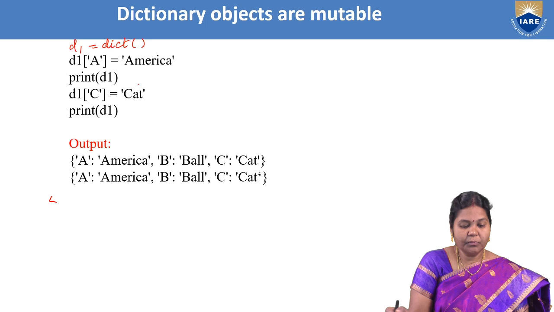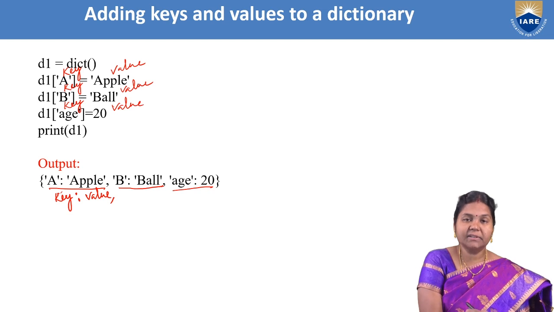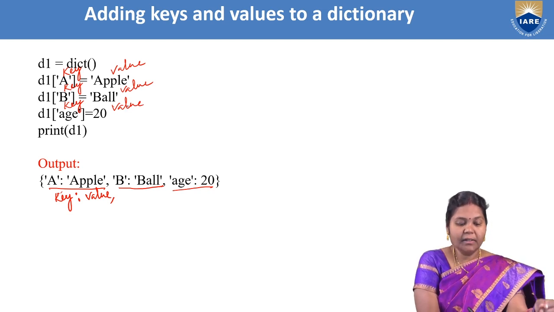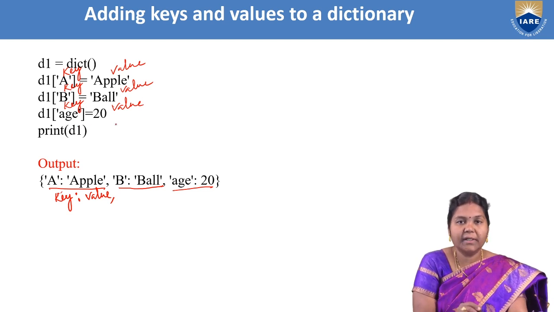Similarly, D1 of C is equal to cat and D1 of B is equal to ball. For example, in the previous example, D1 of A is equal to apple, D1 of B is equal to ball, and D1 of age is equal to 20. Already, in the same dictionary, we want to change the values.